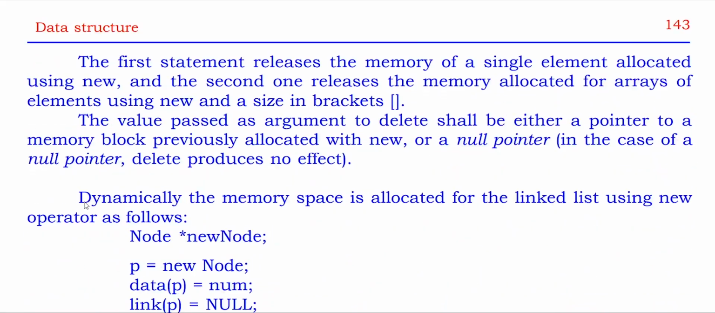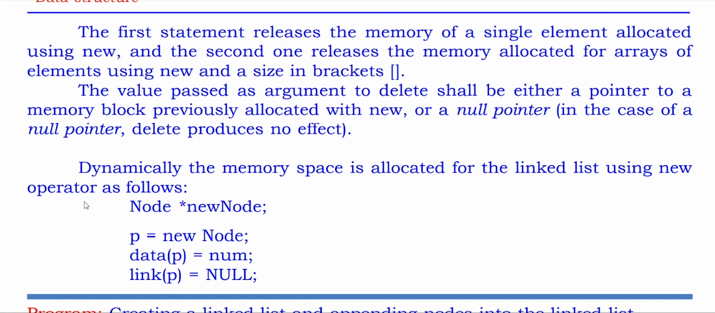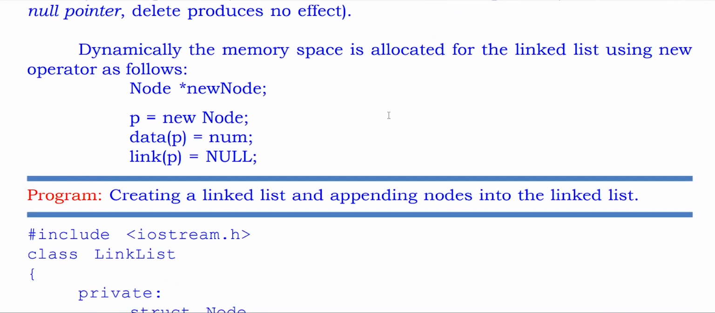Already we know about those things, so we'll come back and continue here. The first statement releases the memory of the single linked list. That's how the delete operation works. So let us learn about dynamic memory. That's very important here, and this is what we are going to discuss. Dynamically, the memory space is allocated for the linked list using the new operator. How can we perform it? You take the data type.